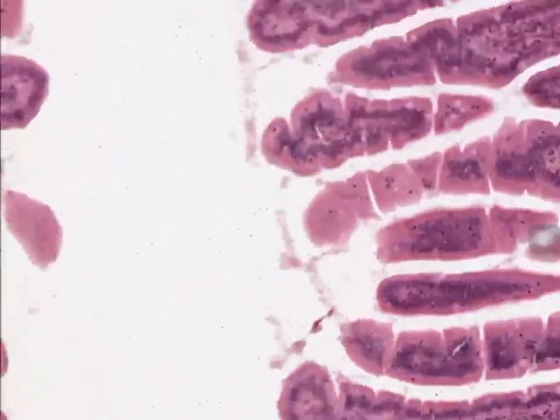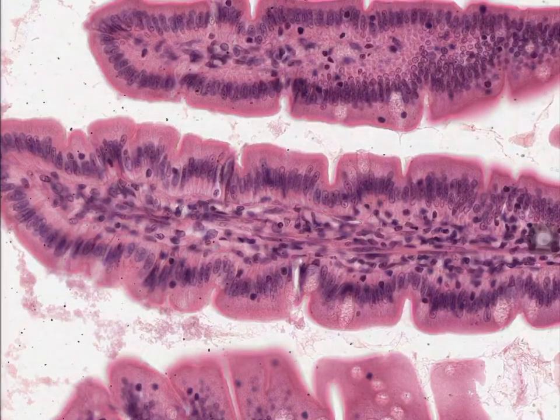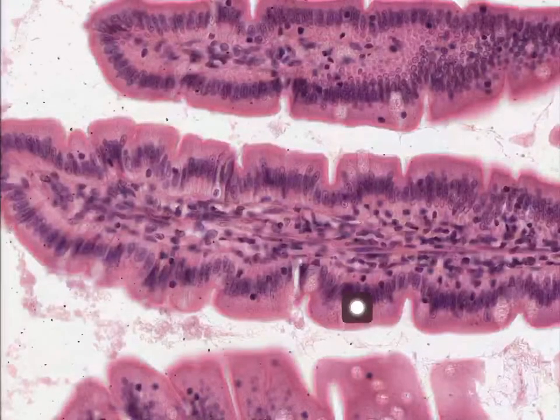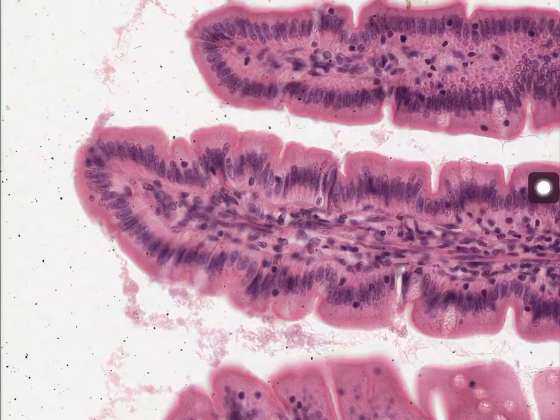Let's see if I can find, like even over here, everything's very nice and clean, very clean cut, not a whole lot of connective tissue in the lamina propria. And you have goblet cells, but it doesn't seem like a whole lot of goblet cells, right?